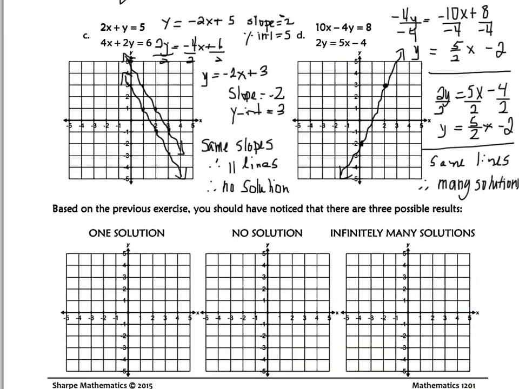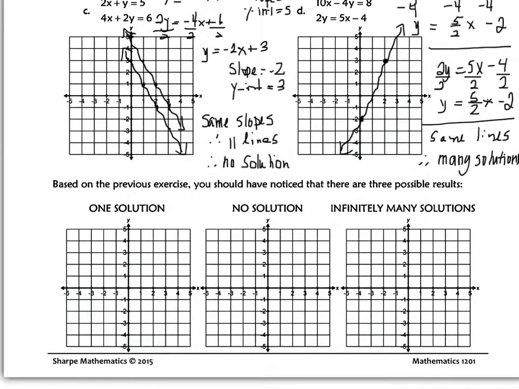So that leads us to this summary here, which basically says that you should have noticed that there are 3 possible results you could have. You could have lines crossing over and meeting in one place, at one point of intersection, or you could have parallel lines which would never meet, and therefore there'd be no solution, or you could have 2 lines representing the exact same equation.